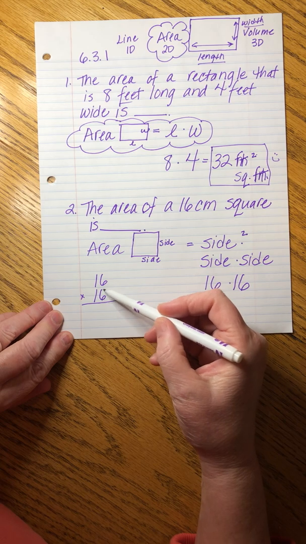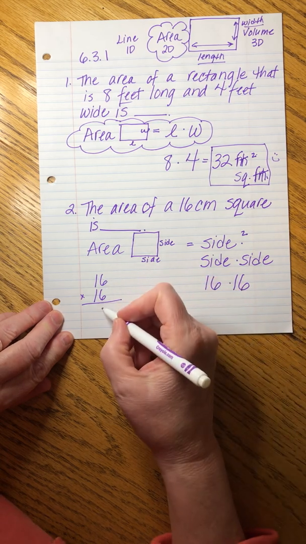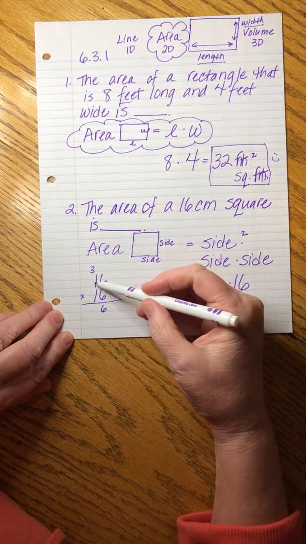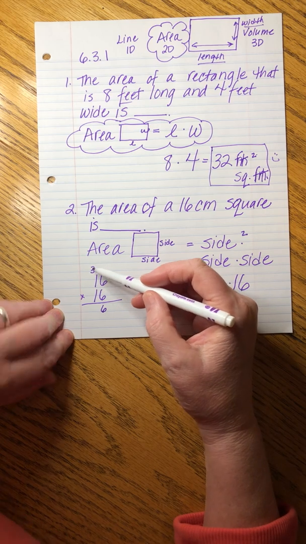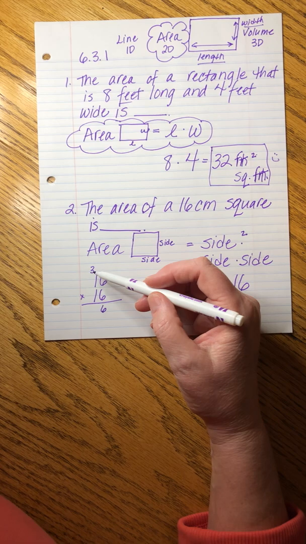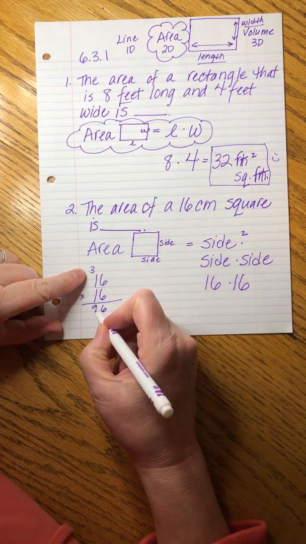Okay, so the way we multiply, I'm going to scoot up a little. We start in this corner, right, with this digit, and we multiply up. 6 times 6 is 36. Put down the 6, carry the 3. Now we go 6 times 1. That's 6. And then we add the part that we carried. So 6 times 1 is 6, plus 3 more is 9.